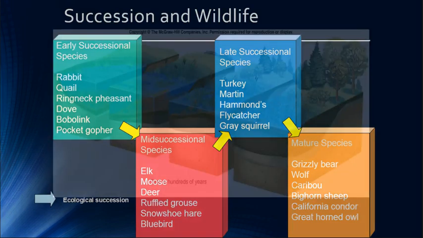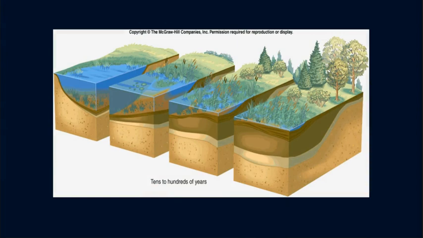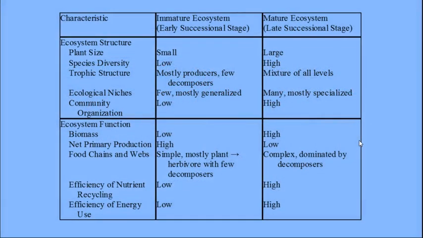And that's how succession works. Now, this happens with ponds as well, right? Lakes and ponds will fill up with sediment over time and eventually turn into wetlands and then eventually turn into meadows, okay? So it's not just terrestrial, it's also aquatic ecosystems. And then I put this slide in here so you can see the difference between an immature ecosystem and a mature ecosystem.